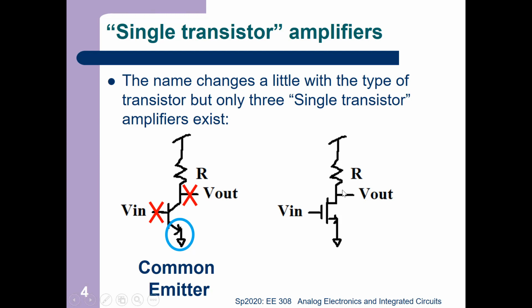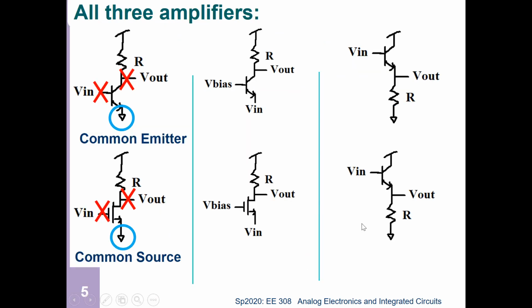Okay. How about over here? Give you 2 seconds to either pause your video or come up with an answer. So the input's on the gate, so it's not a common gate. Output's on the drain, so it's not a common drain. What's left is the source, so this is a common source amplifier. So how about this amplifier?